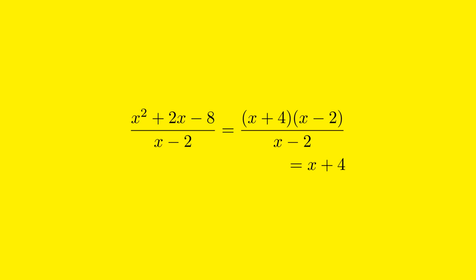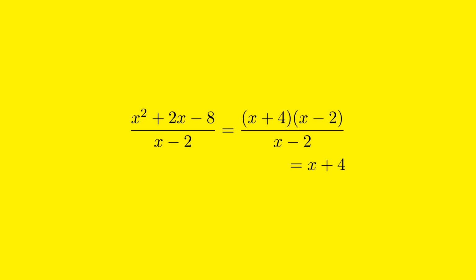Step 2. Now that we have factorized the numerator x squared plus 2x minus 8 into x plus 4 times x minus 2, we can rewrite the original rational expression accordingly. The rational expression was x squared plus 2x minus 8 over x minus 2. Replacing the numerator with its factored form, we get x plus 4 times x minus 2 over x minus 2. At this point, we need to simplify the rational expression by canceling common factors present in both the numerator and the denominator. The common factor here is x minus 2, which appears in both the numerator and the denominator.